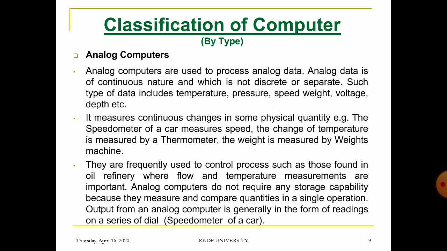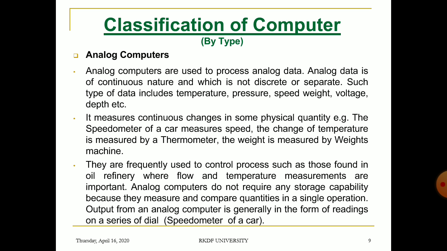So analog systems are used to process analog data. Analog data is of continuous nature, which is not discrete and separate. Such type of data includes temperature, pressure, speed, weight, voltage, depth, etc. These quantities are continuous and having an infinite variety of values. It measures continuous changes in some physical quantity.